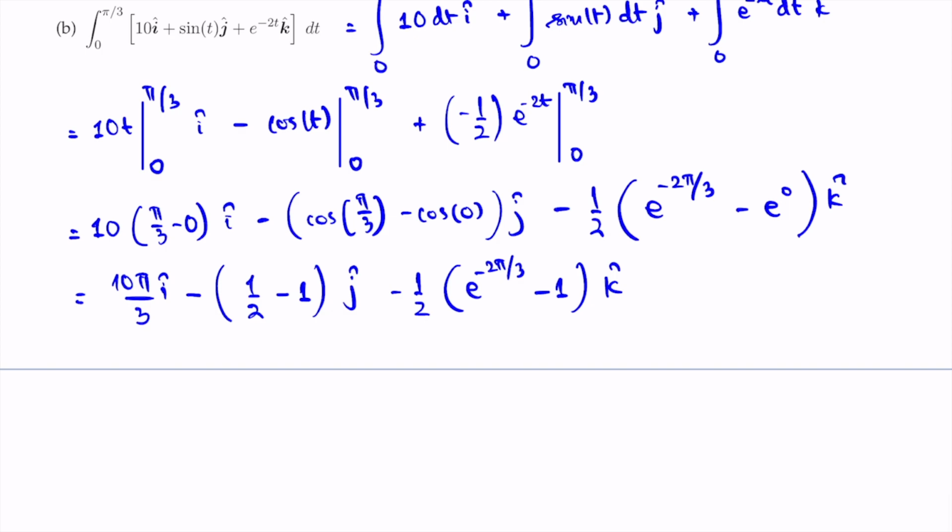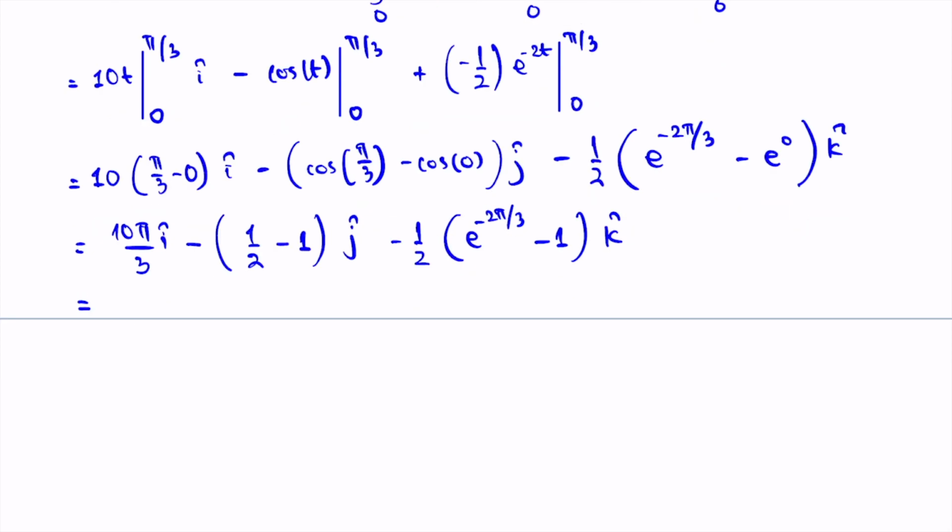Then you can quickly simplify this result, and you're going to get 10 pi over 3 i plus 1 half j minus 1 half times e to the negative 2 pi over 3 minus 1 k hat.